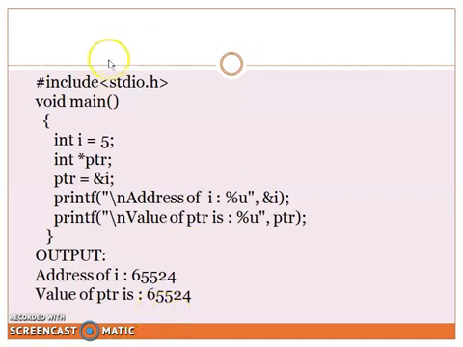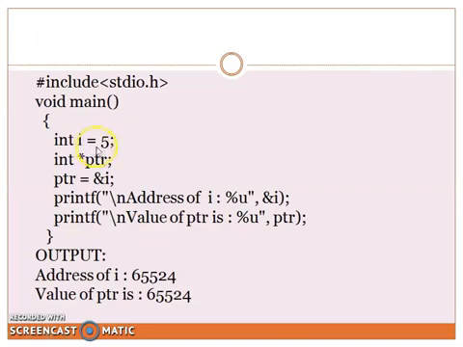And we have one more example. In this example we have declared one integer variable, I, with value 5, and a pointer variable is also declared. Then we are assigning the address of that variable I to the pointer variable. Then we are printing the addresses of both variables. The address of variable I is assigned to the pointer variable. Now the pointer is holding the address of the I variable.